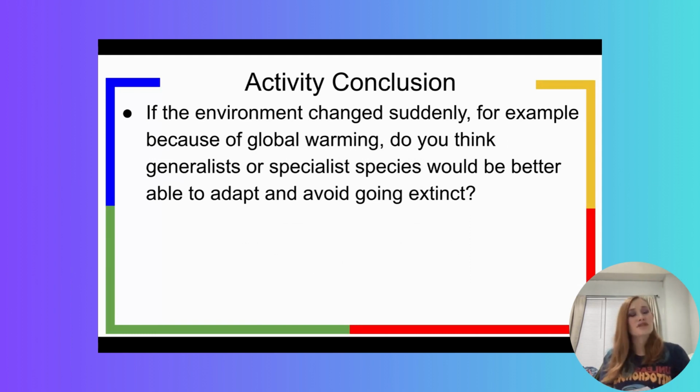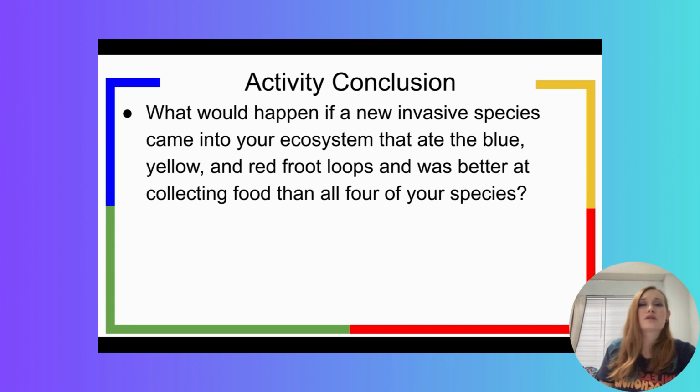All right, for the conclusion questions, make sure you answer these questions. If the environment changed suddenly, for example, because of global warming, do you think generalist or specialist species would better adapt to avoid going extinct? For this one, what would happen if a new invasive species came into your ecosystem and ate the blue, yellow, and red Fruit Loops and was better at collecting food than all four of your species? What do you think would happen?